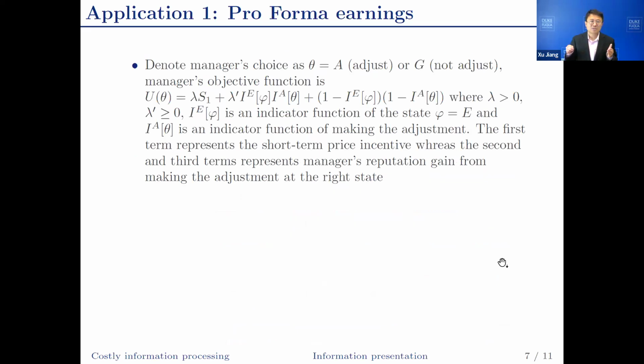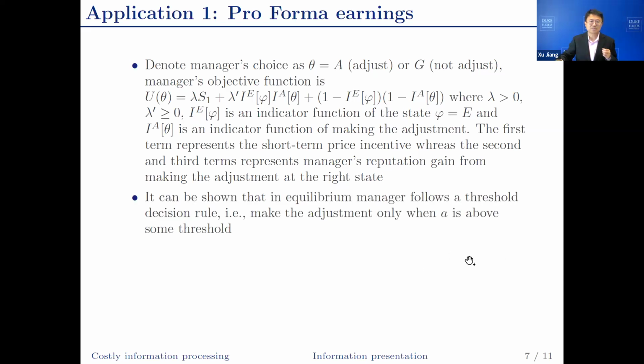The manager's objective function, while looking complicated, has a quite intuitive explanation. The first term represents the short-term price incentive. The second and third terms represent the manager's reputation gain from making the adjustments at the right states, or the reputation loss from not making the adjustment at the right state.